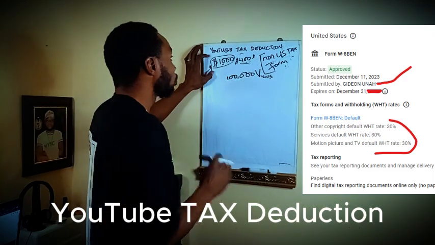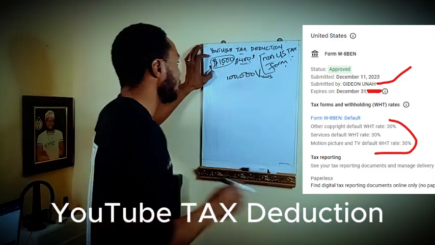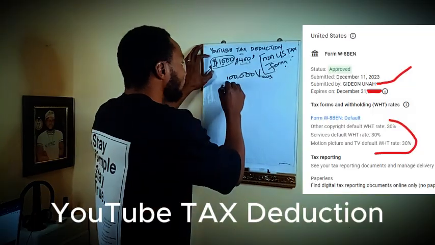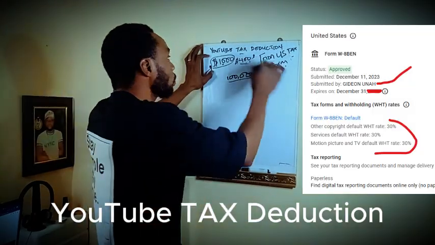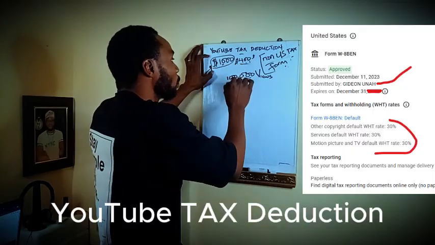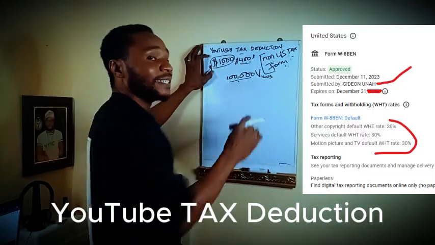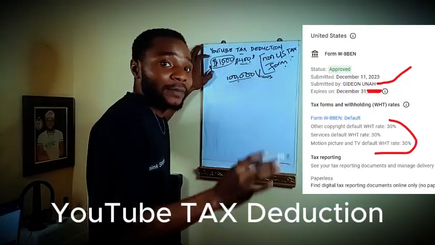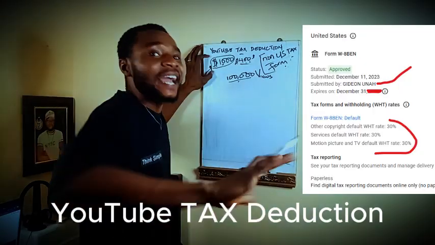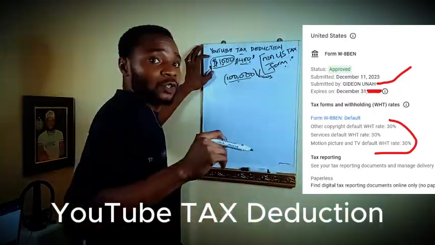So this is what happens. What YouTube does is that a check will be done on these views. If all of these views are from the United States, then it will be charged 30% tax, which is nearly impossible. You understand, right? So this is it, guys.